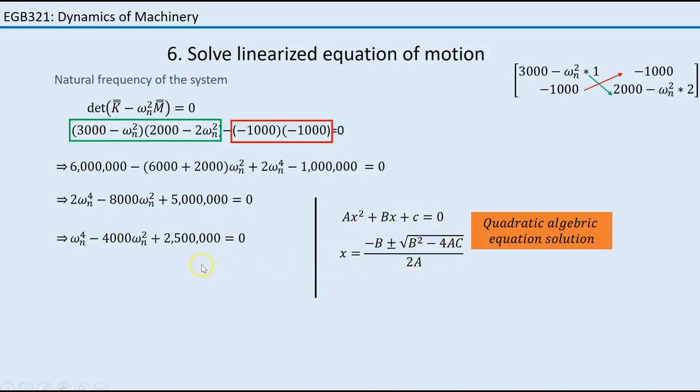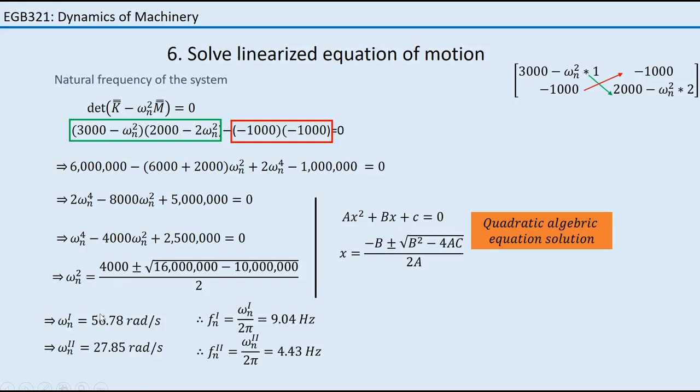We'll do exactly the same thing for omega n square. You can understand from this equation that we'll get 2 omega n square values, and that's what we get. Once we get the 2 omega n square values, we find the 2 omega n values, and those are the 2 natural frequencies of the system. And then we find the natural frequency in terms of hertz.